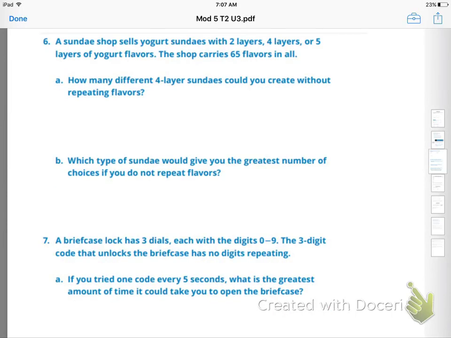Okay, so a Sunday shop sells yogurt sundaes with 2 layers, 4 layers, or 5 layers of yogurt flavors. The shop carries 65 flavors in all. How many different 4-layer sundaes could you create without repeating flavors? So there's a total of 65, and we are choosing 4 of them in this one. So 65, choose 4. So 65, go to my PROB, and we are choosing 4. So there are this many ways I could top my ice cream.